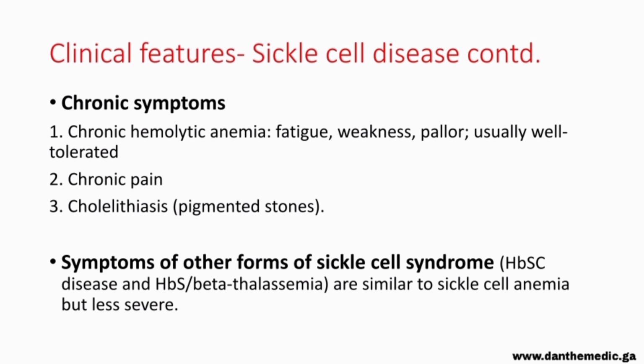Now, just to make us understand, the symptoms of other forms of sickle cell syndrome, for instance hemoglobin SC and also hemoglobin S beta thalassemia, are quite similar to sickle cell disease, but they are less severe. So we still see all these conditions, or at least a few of them, but of course they are less severe than in sickle cell disease.